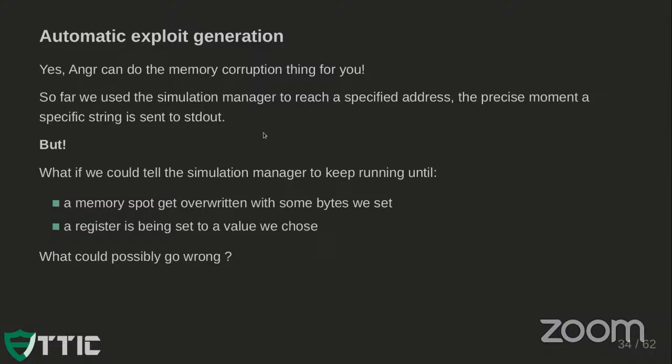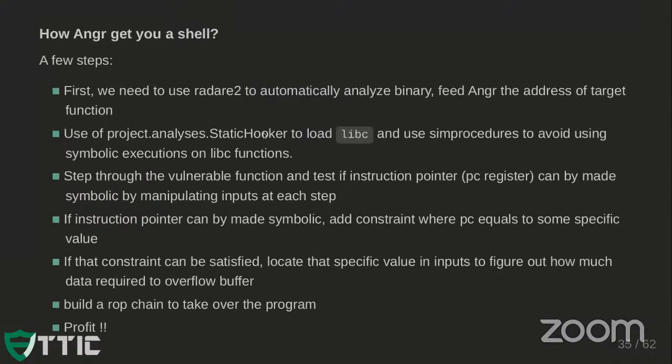But yeah, you can check a register, or you can also check memory bugs by looking at a memory address if it's becoming symbolic or not. So the way it works is we use Radare2. Radare2 is already installed inside the Docker container. So we use Radare2 to analyze the binary, and we get the address of the vulnerable function from Radare2. Then we feed angr the address of the vulnerable function.